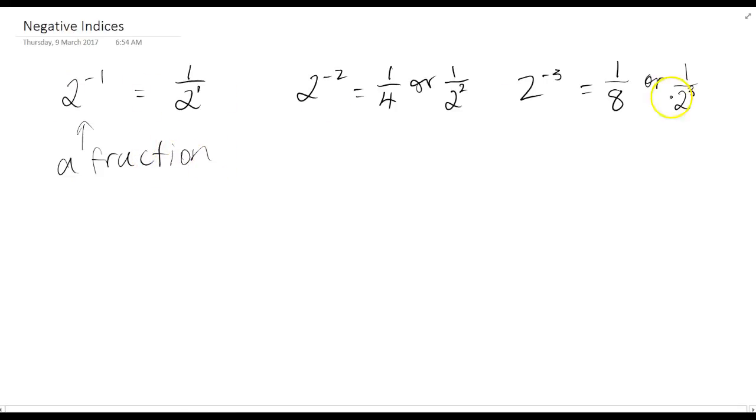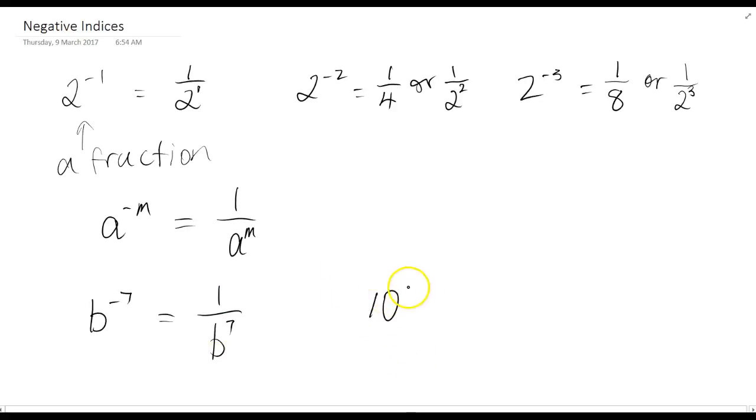Now the fractions in this particular case are not negative. So we've not got negative numbers, we've got fractions. Now the general rule is written this way. If I have a to the negative m, that would equal 1 over a to the positive m, whatever that happens to be. So I could just make some stuff up now. I could have b to the negative 7, and that will be 1 over b to the positive 7. I could do it with numbers, so we could have 10 to the negative 3, well that would be 1 over 10 cubed, or I could write that numerically as 1 over 1,000.